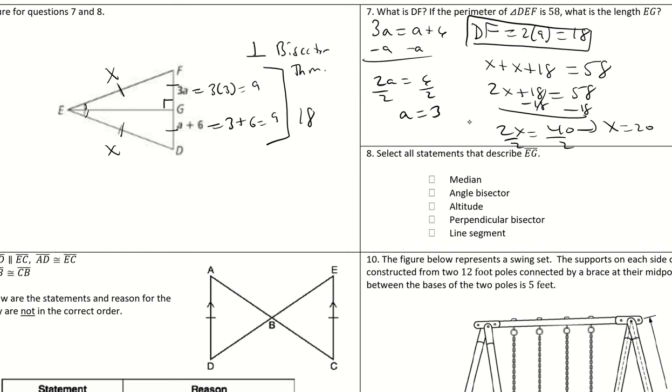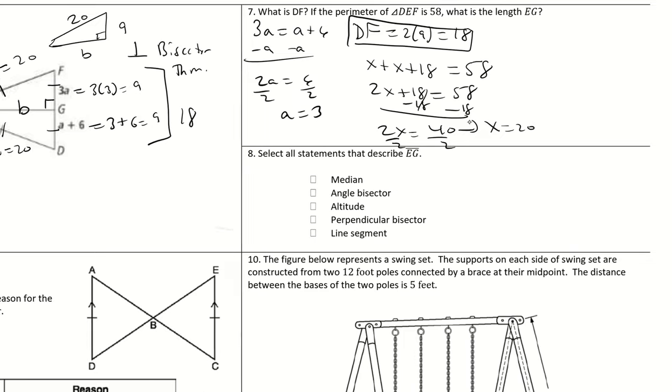Which means that EG, and we haven't even found EG yet, right? So we have to keep that in mind. So x is equal to EF. So this is 20, this is 20. And now because these are right triangles, we can use the Pythagorean theorem to figure out EG. Yeah, this is a crazy loaded problem. So let's call this B, and we'll find B using the Pythagorean theorem. A squared plus B squared equals C squared. So we have 9 squared plus B squared equals 20 squared. So again, we're focusing on this triangle: 9, B, and then 20.